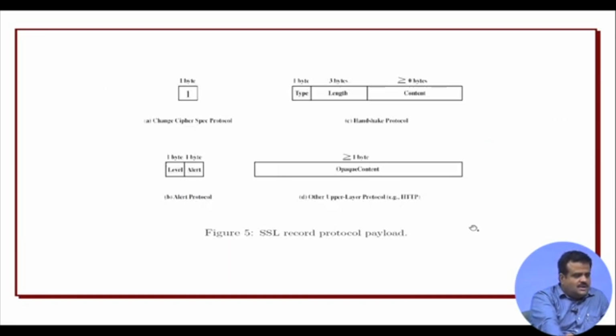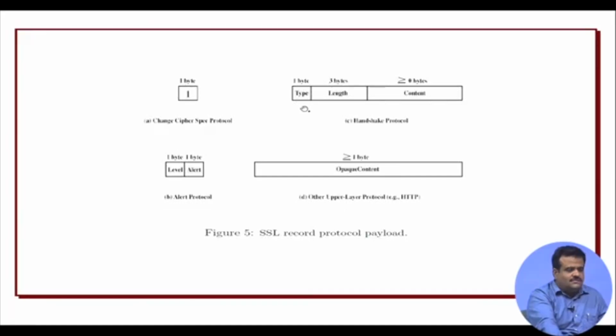So, this we have seen, and this is the change cipher specification protocol, handshake protocol. So, we have type, length, and content. The type means one of the types of the message, like we have 10 types. To indicate that we use this field, which is one byte, and then we use this field to indicate the length of the message, and this is the message. So, this is the handshaking protocol.